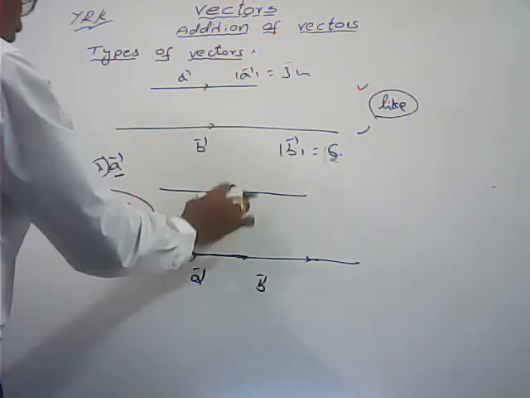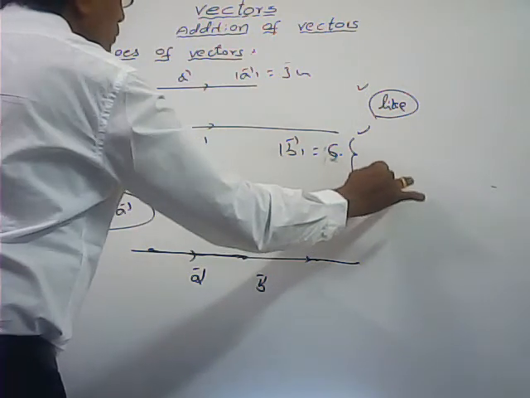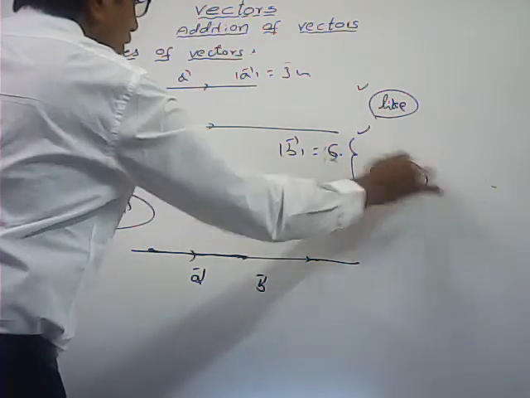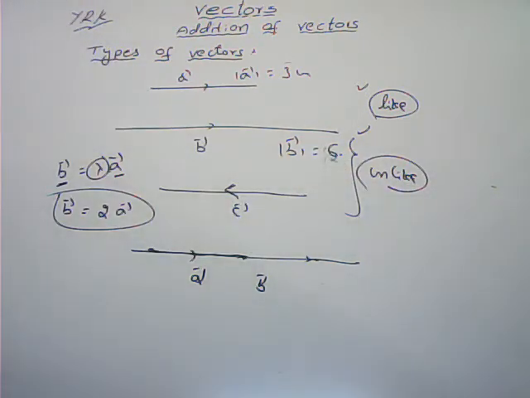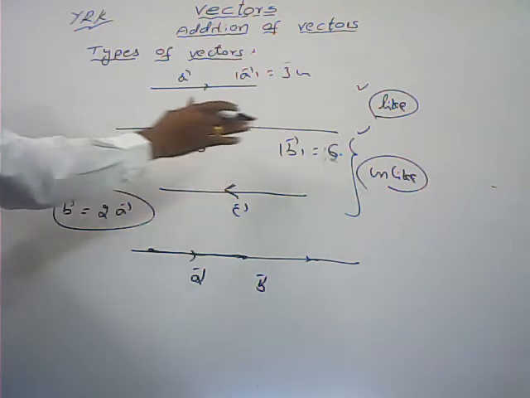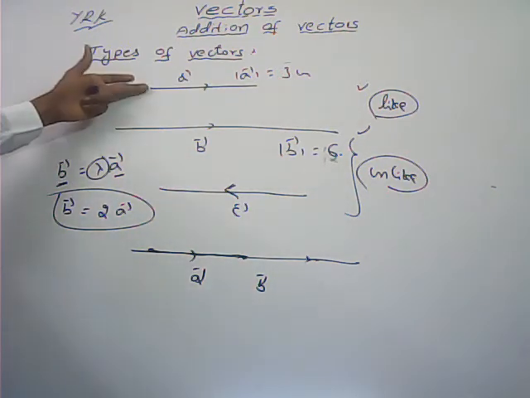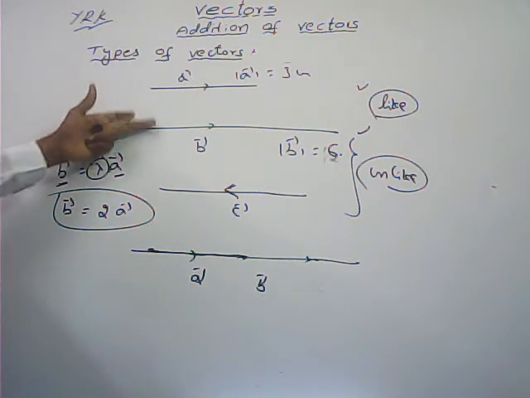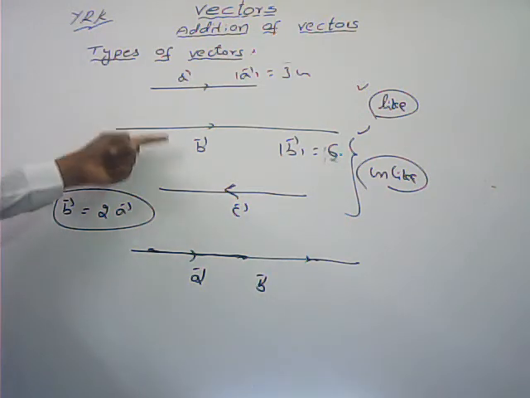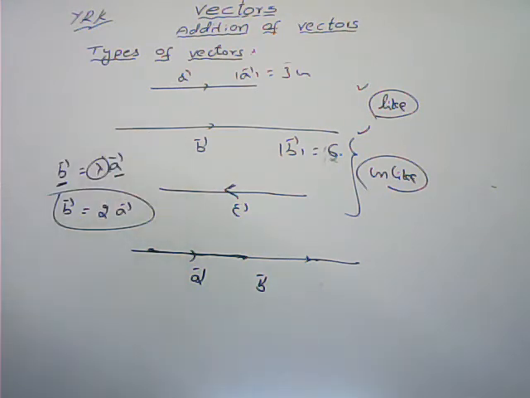These are also parallel but in the opposite direction. So these vectors we say unlike vectors. Unlike vectors means those are not in the same direction, different direction only. One is moving in the right direction, another moving in the left direction. The two parallel vectors are said to be like vectors if their direction is same, and unlike vectors if their direction is different.